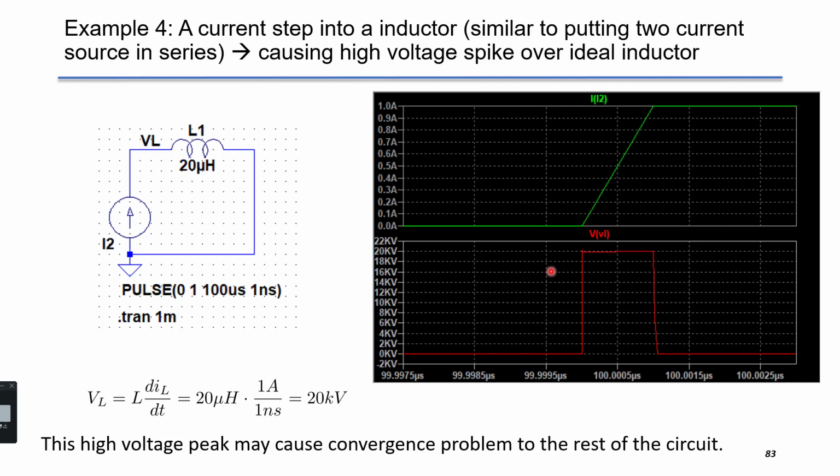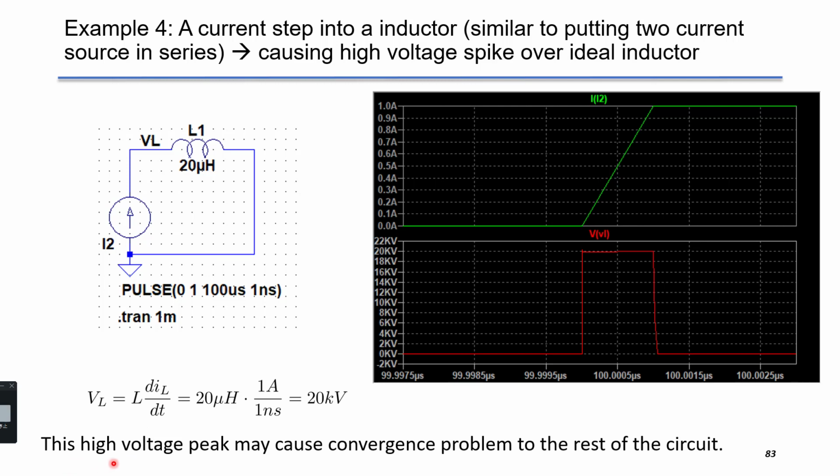This is the simulation. You can see if we have the current step with 1 nanosecond as the rise time, we will create a 20 kilovolt inductor voltage. Again, this is impractical and just for simulation purposes. It just gives you some basic idea about creating some impractical solutions in SPICE.